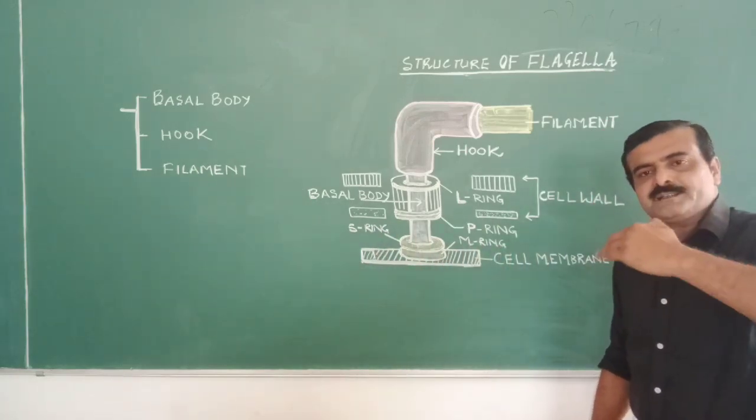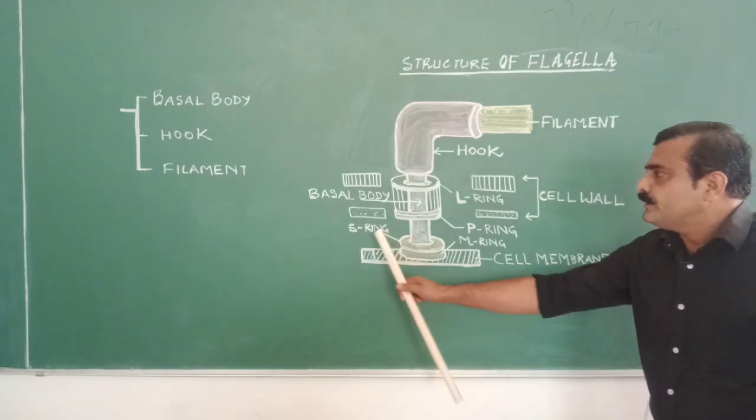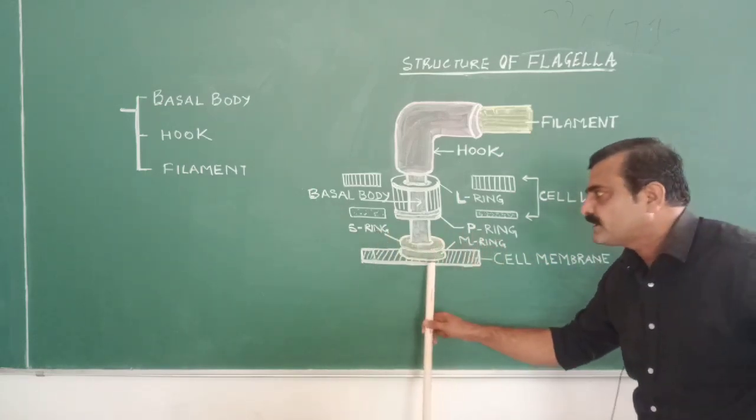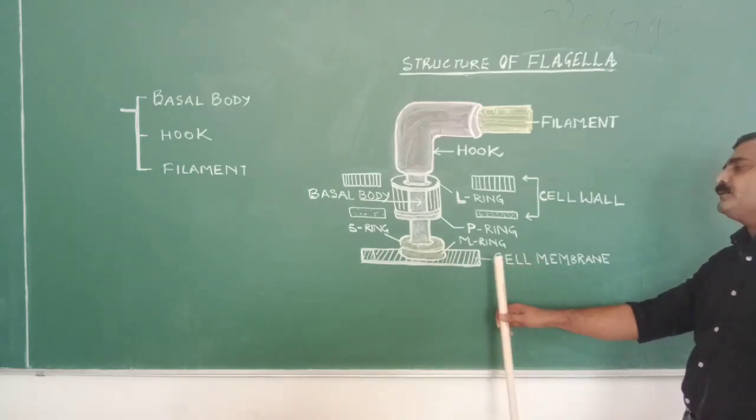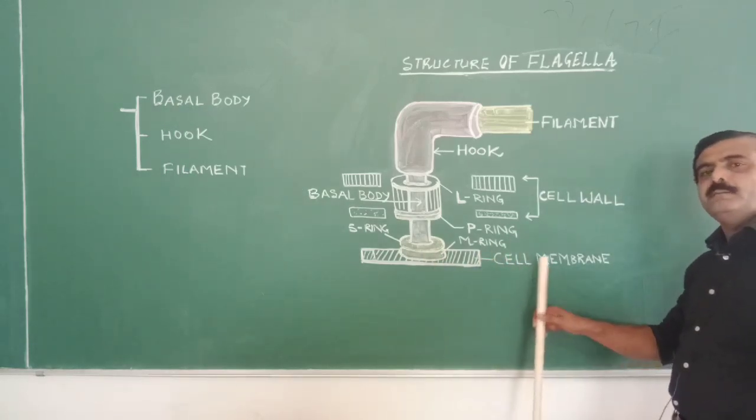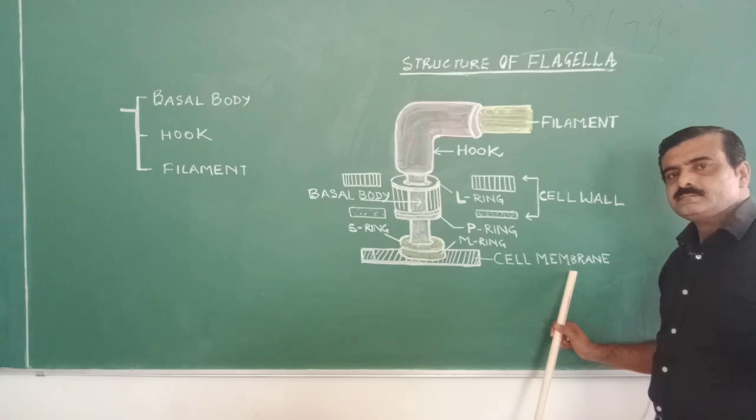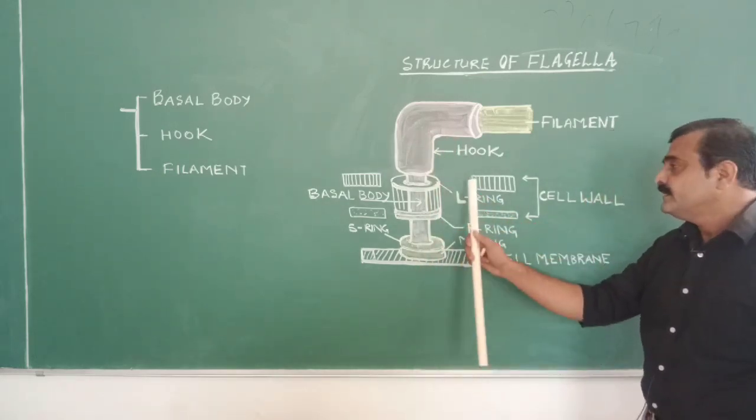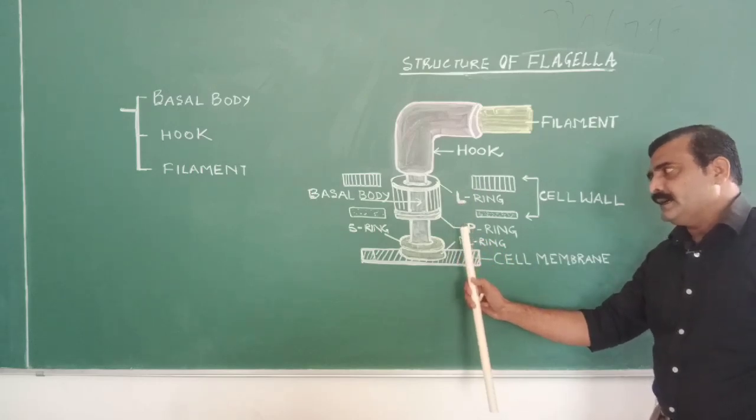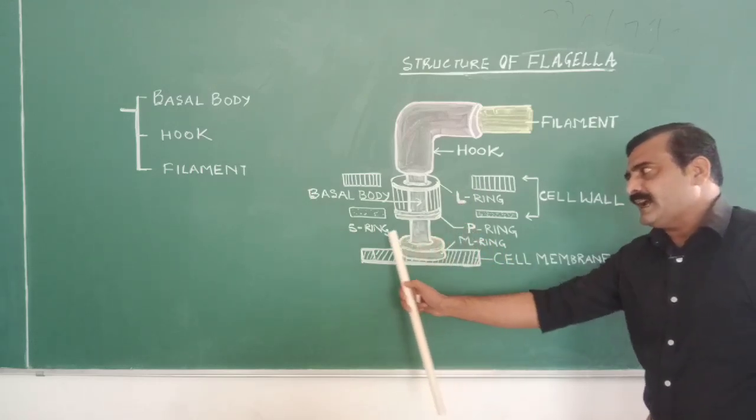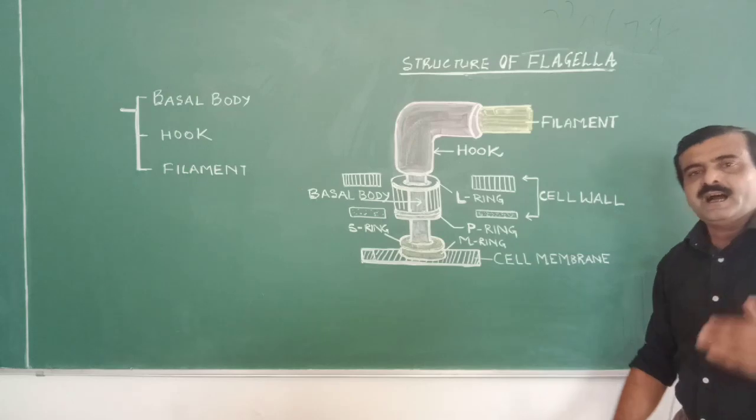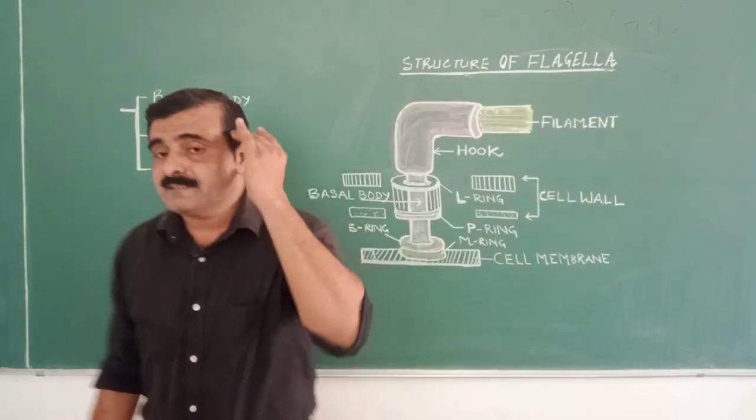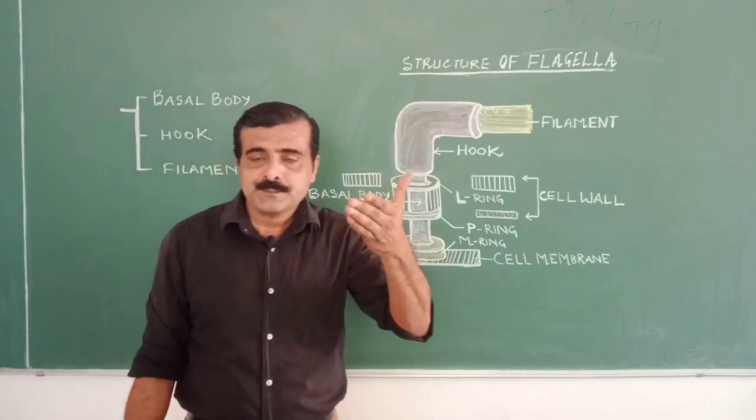Now in case of gram positive bacteria, only the S ring and M ring are present, meaning that the inner pair is present, which is embedded in, or you can say lies in, the cell membrane. But in case of gram negative, all the four rings, outer L ring and P ring and inner S ring and M ring, are present in gram negative bacteria. This is the NEET question.